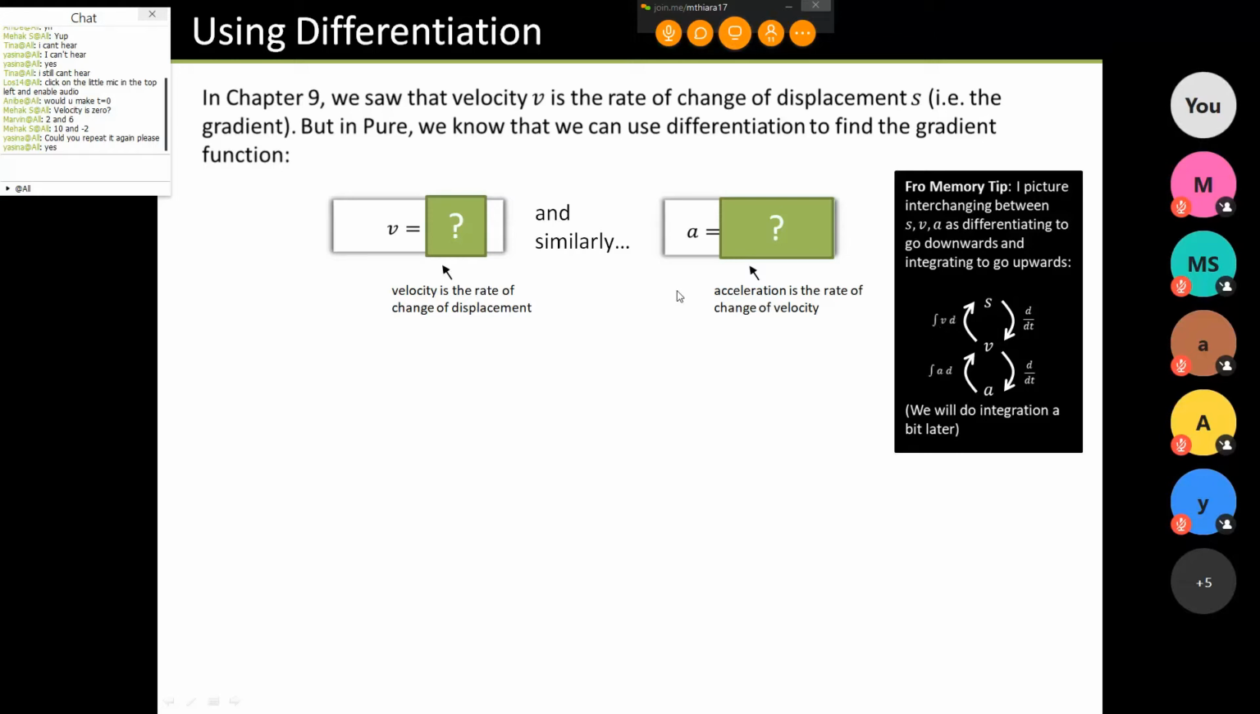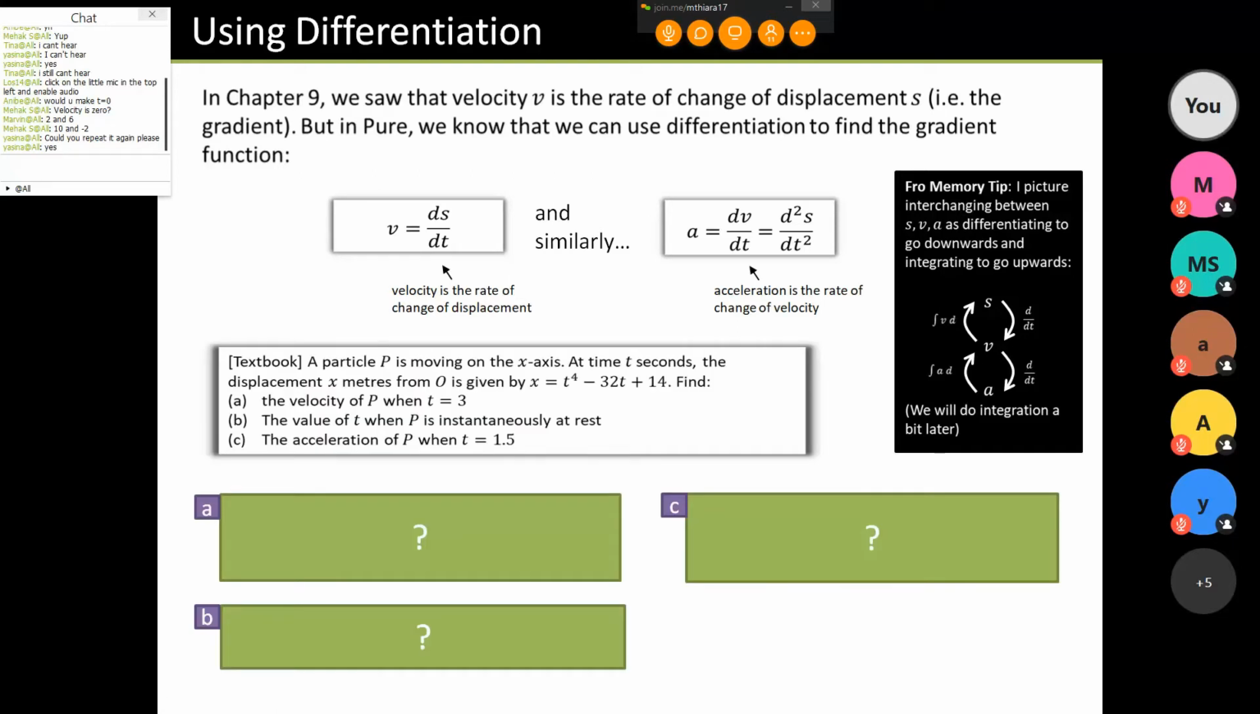Right now this particular exercise focuses more on differentiation. So v is equal to ds by dt, and similarly a is going to be dv by dt, or also the second differential of displacement over dt, because if I differentiate s to get v and then differentiate again, it's going to be the second differential of displacement. Acceleration is the second differential of displacement.